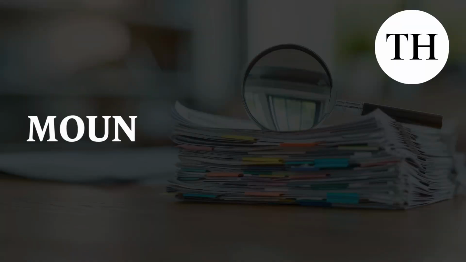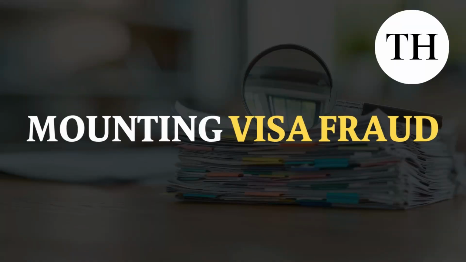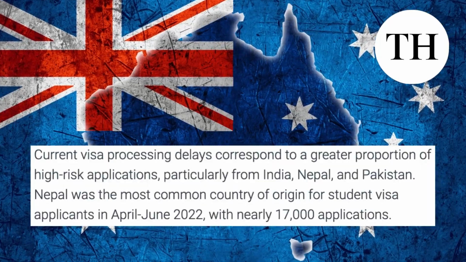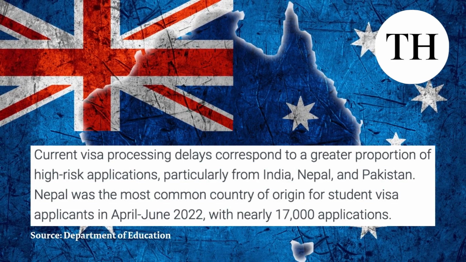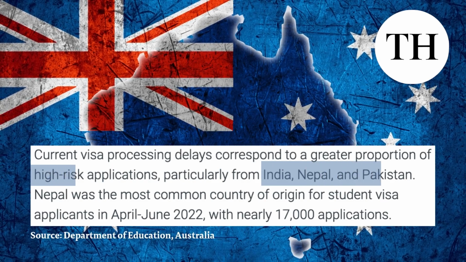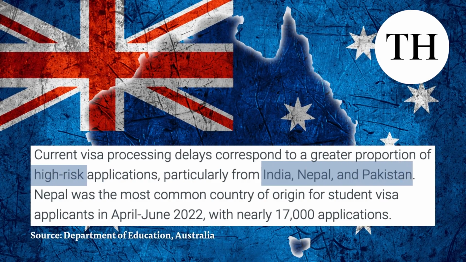The answer might lie elsewhere, possibly in a growing issue: student visa fraud. The Australian Department of Education has highlighted something important on its website. It says there's a higher proportion of high-risk student visa applications coming from countries like India, Nepal, and Pakistan. This includes incomplete applications and cases of fraudulent documentation.